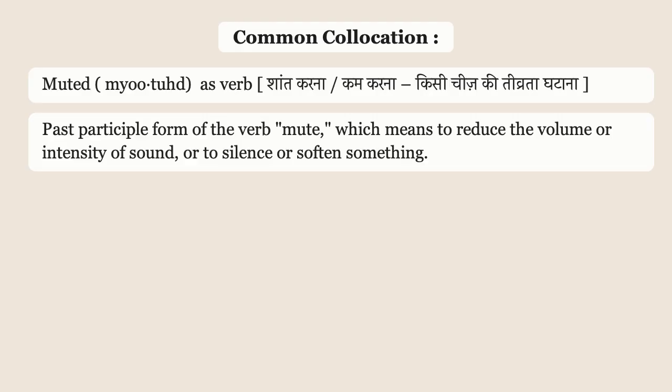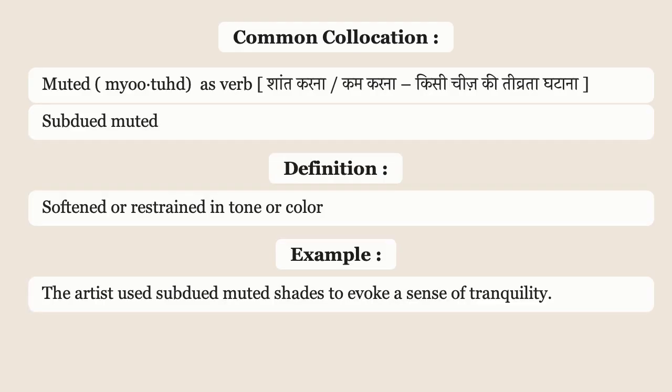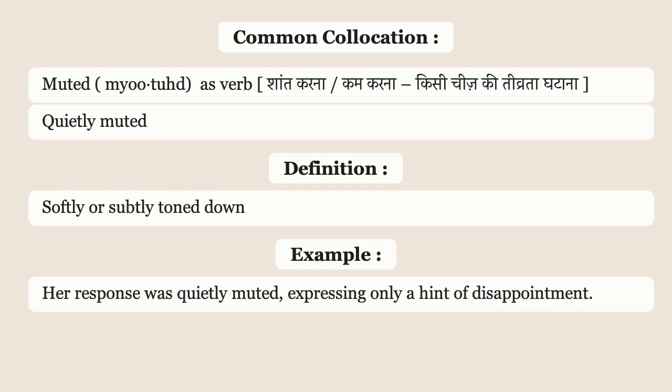Common collocation of Muted. Subdued, muted. Definition: softened or restrained in tone or color. Examples: the artist used subdued, muted shades to evoke a sense of tranquility. Quietly muted. Definition: softly or subtly toned down. Examples: her response was quietly muted, expressing only a hint of disappointment.